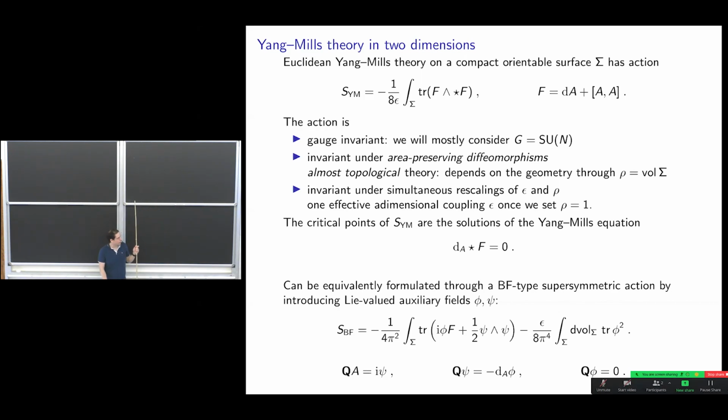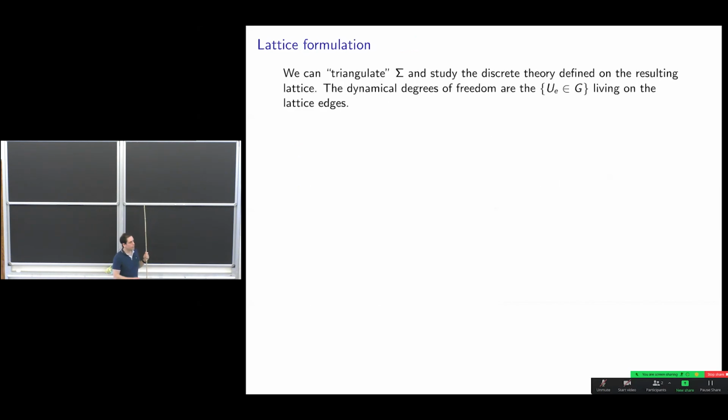And I want to look at 3 ways, because this will be important for what's going to come next. So the first one, and this might be a bit surprising if you're not already familiar with it, is that one way to study the theory in the continuum is to start from a lattice formulation. So you pick your surface sigma and you start triangulating it.